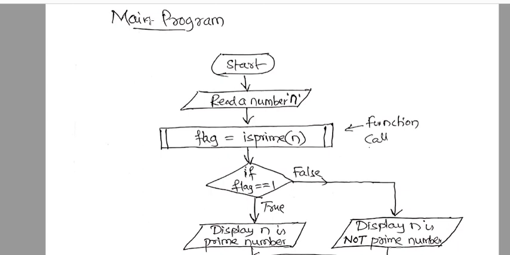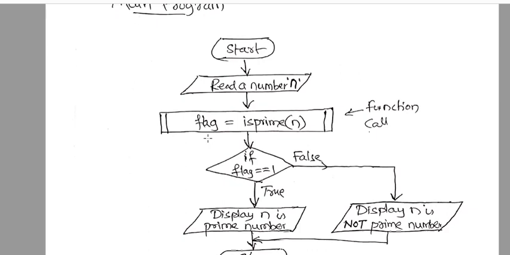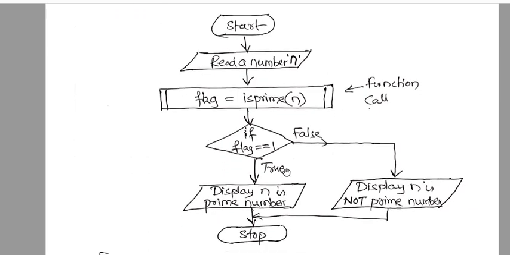And next one is the function call. Flag is equal to is prime of n. Whenever we have a function call, we will have a rectangular box with an additional line on both the ends. So this is the representation of a function call. Once the function call is done, this function will return a value to the flag. Then we are going to check what value it has returned.